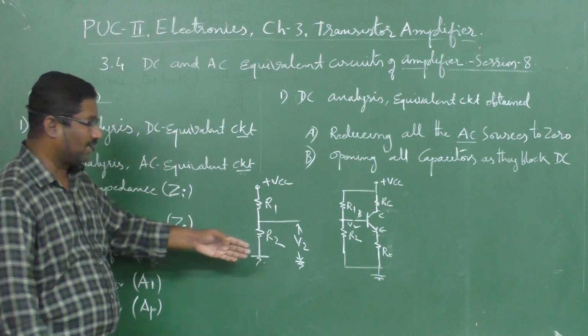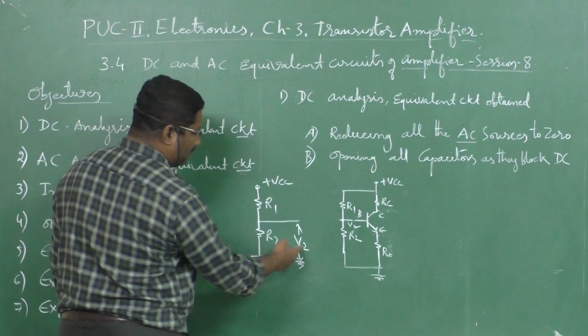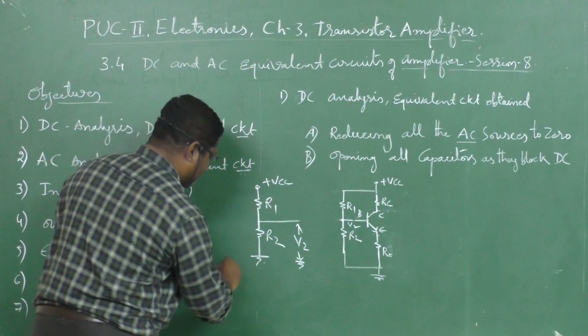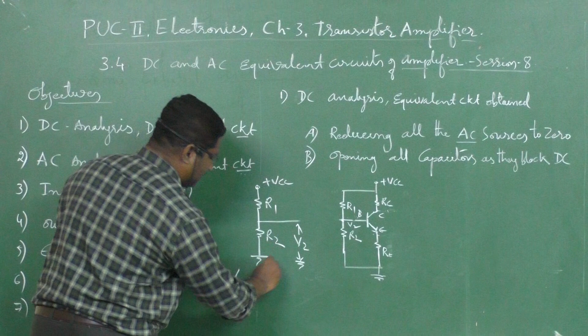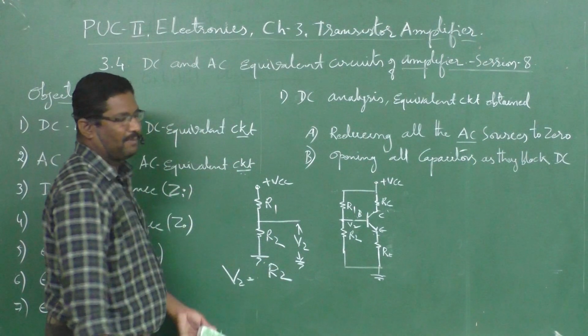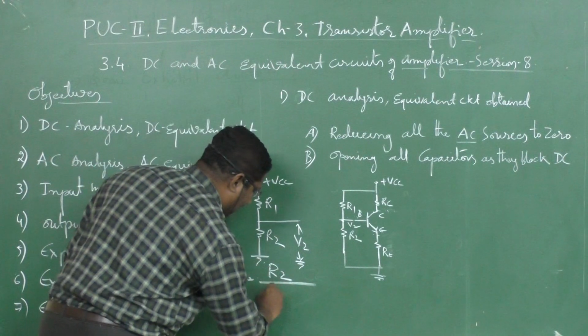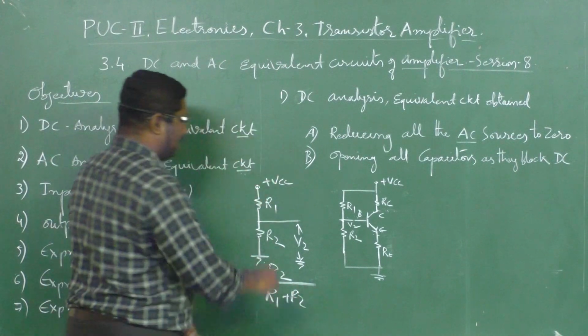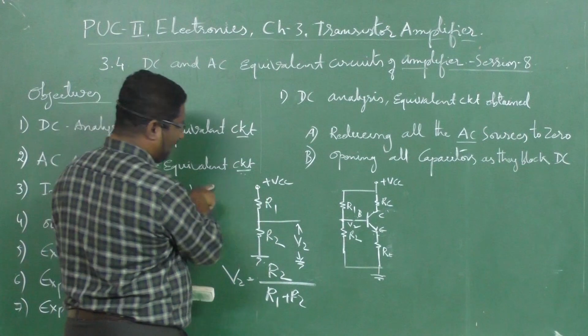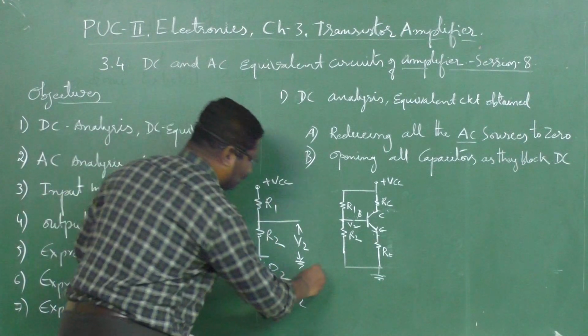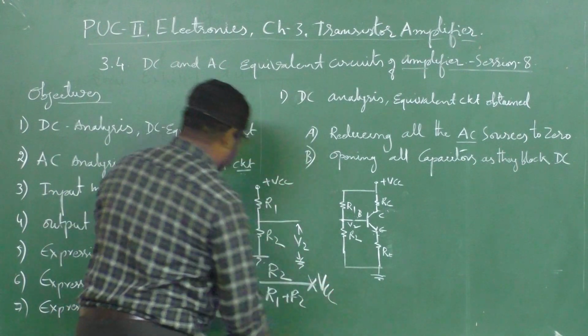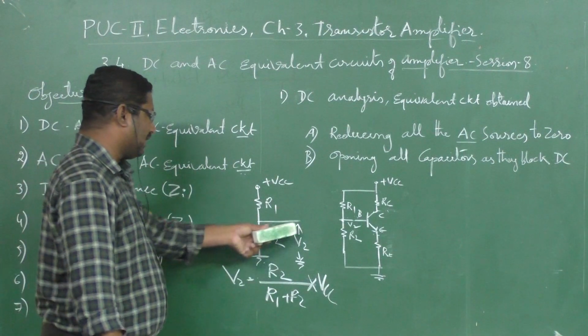So how to calculate this voltage? V2 is nothing but the opposite resistance. What is the opposite resistance here? V2 is equal to the opposite resistance, R2, divided by the sum of the resistances. What is the sum of the resistances? R1 plus R2, multiplied by the input voltage or the source voltage, VCC. So this is the voltage available here.